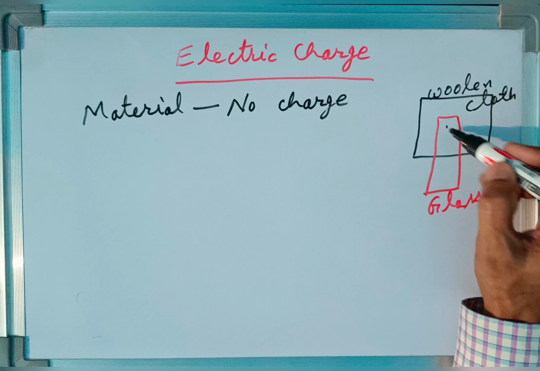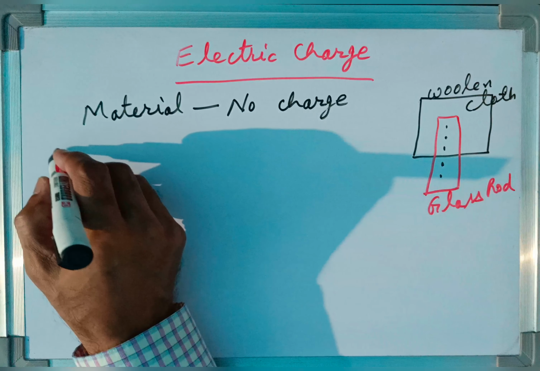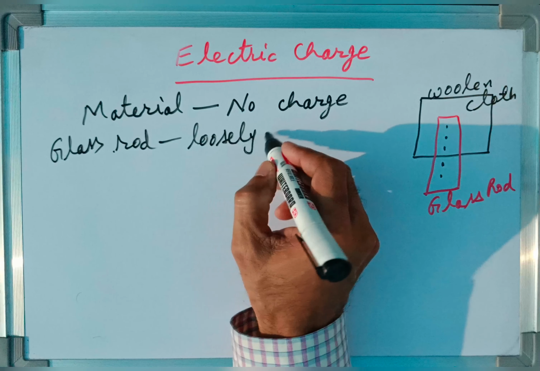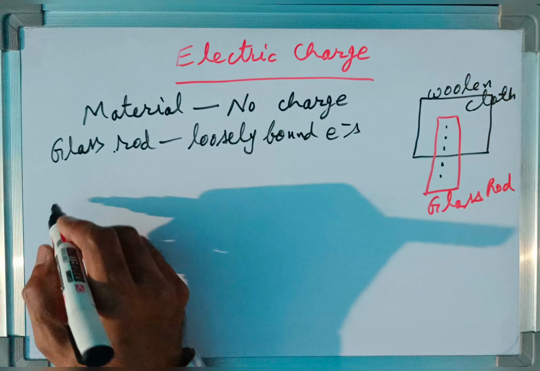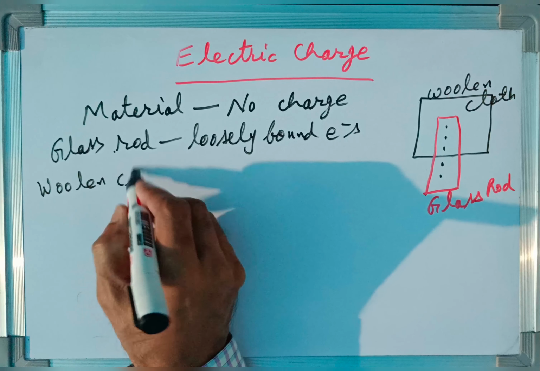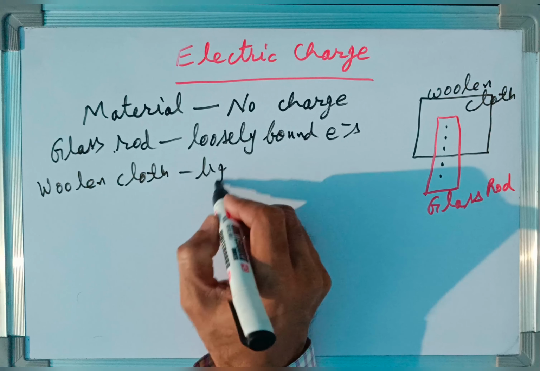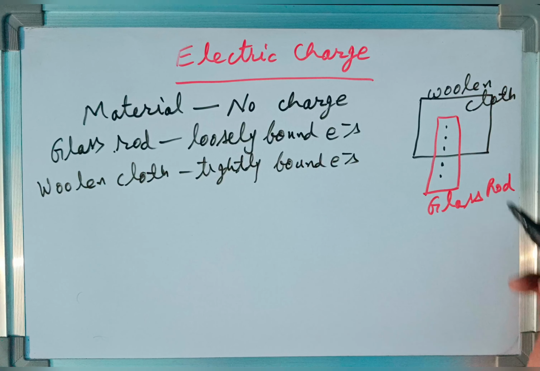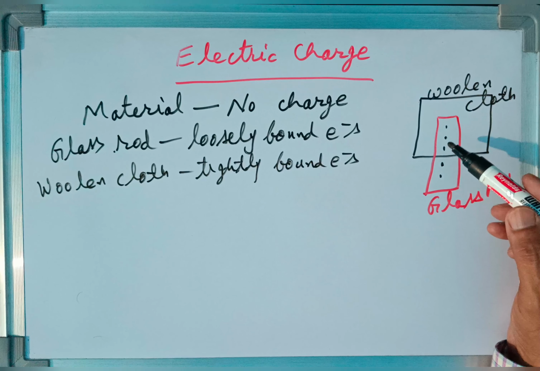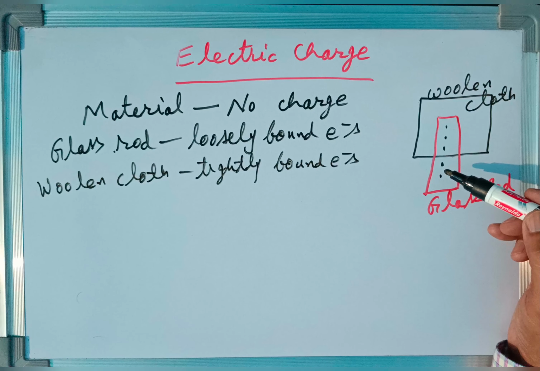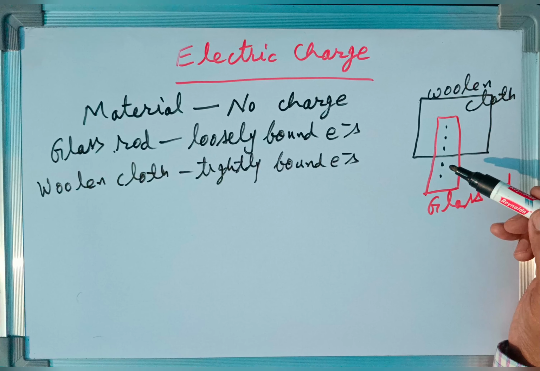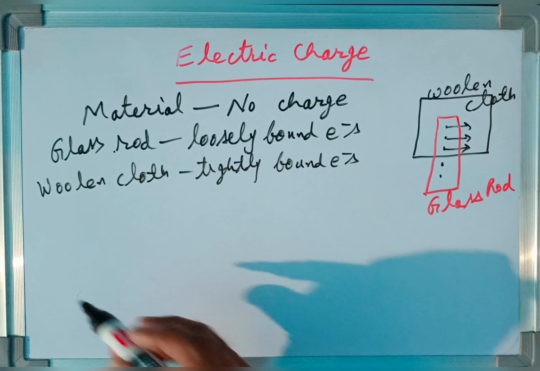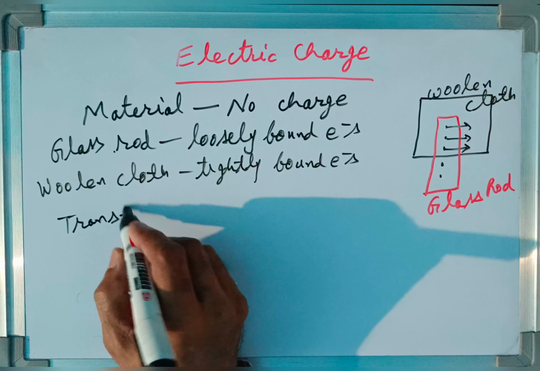The glass rod has loosely bound electrons, and the woolen cloth has comparatively tightly bound electrons. When we rub this rod against the woolen cloth, the electrons get energy from the rubbing, the friction between the two. By getting this energy, the loosely bound electrons start moving towards the woolen cloth. That is, transfer of electrons takes place.